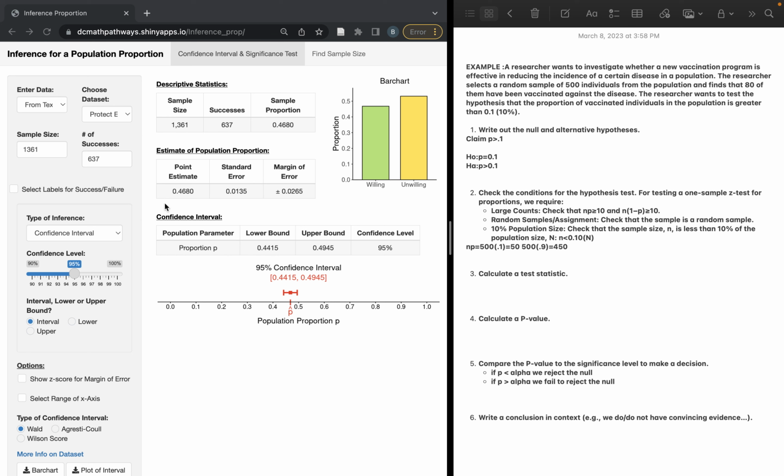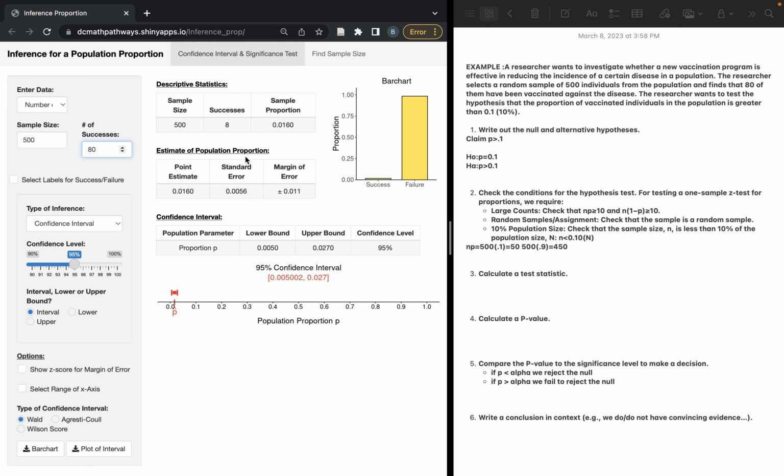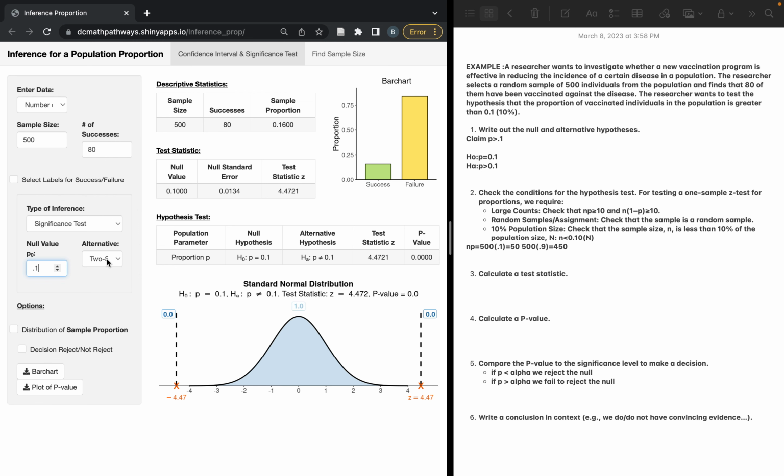So we're going to go over to our app, and we want to go into number of successes. Sample size we have is 500. Number of successes, it tells us that 80 of them have been vaccinated, so that would be our successes. And for this one, we want to do a significance test. So we see our p is 0.1, so we're going to put in 0.1. And this one, we have greater than, so we're going to put in greater than.